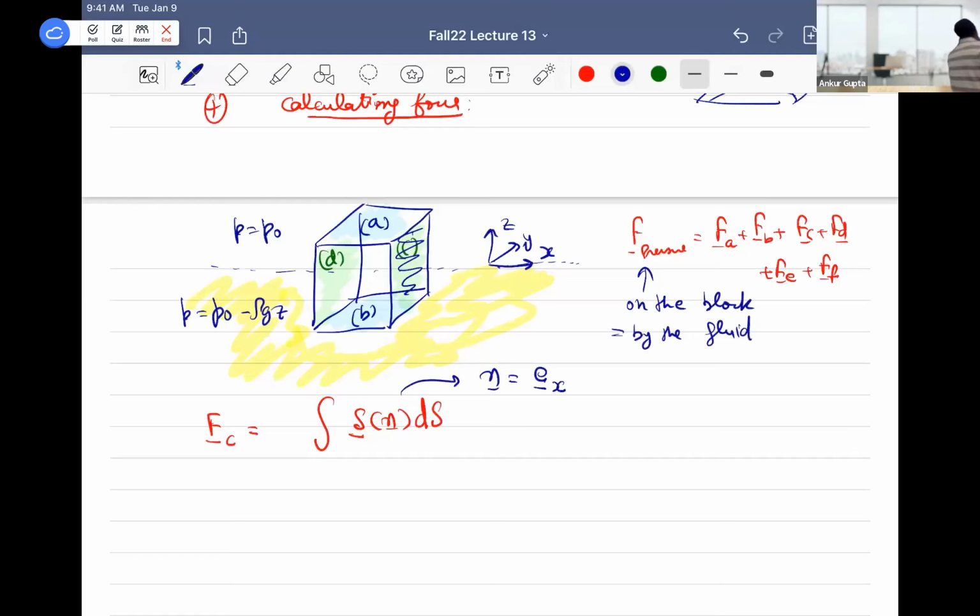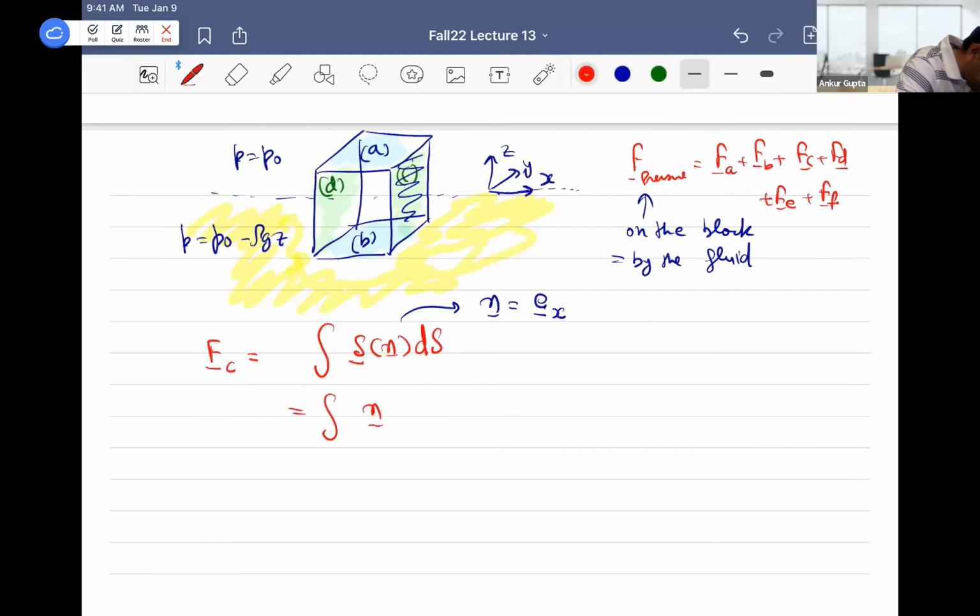Okay. Now, what is my stress vector? Stress vector is defined as n dot sigma. Okay, so n dot sigma ds. Let me just again specify, maybe if somebody was confused, n points into the fluid.